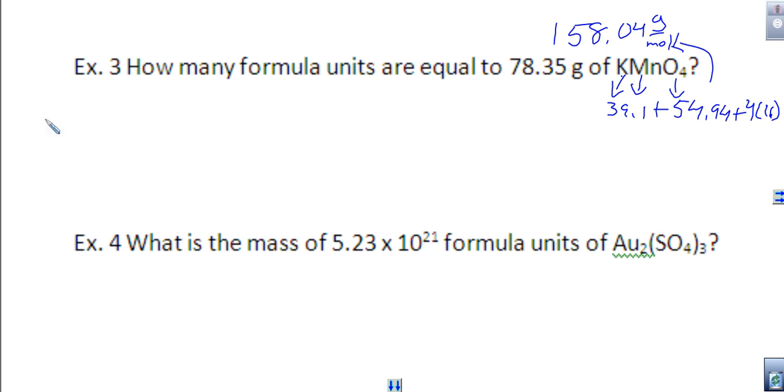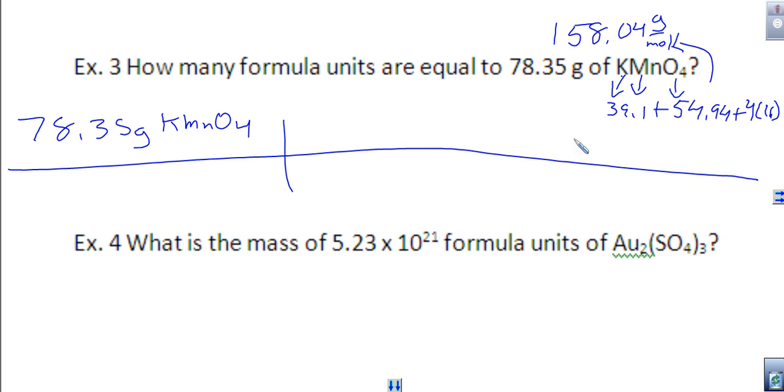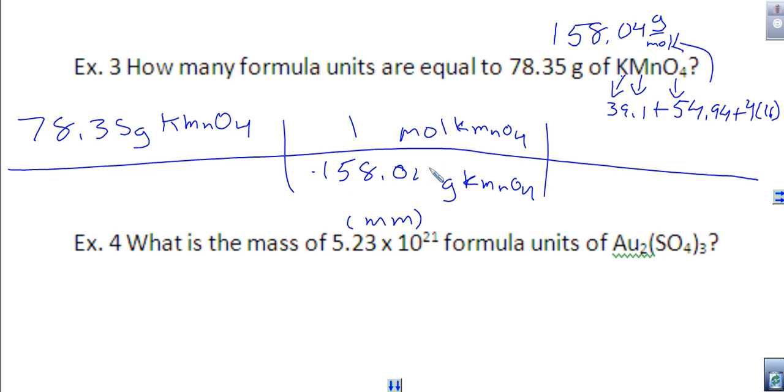Alright, so now that we have that, we're looking at 78.35 grams KMnO4. Now, how many spaces are we going to have for this one? Sorry, we're going to have 2 vertical lines, so we're going through 3 steps. What unit is going to go down here, guys? Grams of KMnO4. What unit is going to go up here? Mole KMnO4. What number goes up on top? 1. What number goes on the bottom? In general, it's the molar mass, and that's 158.04.